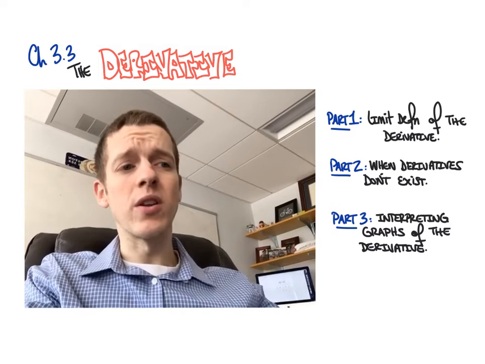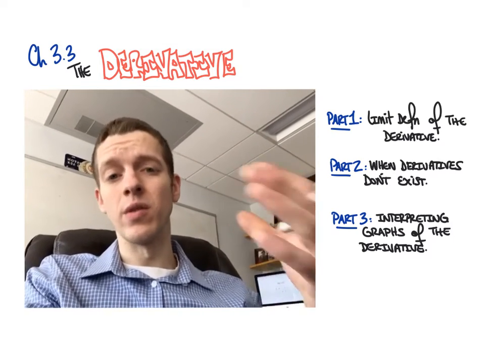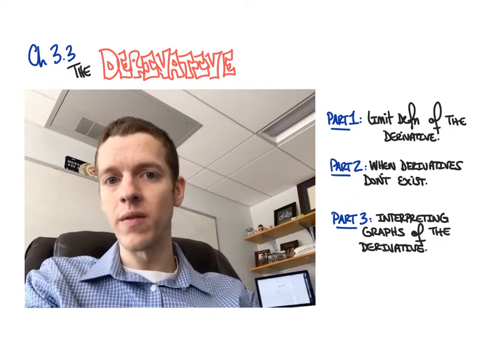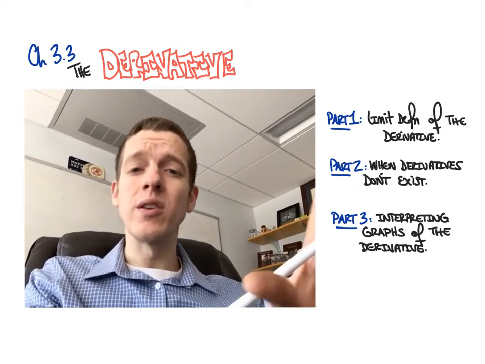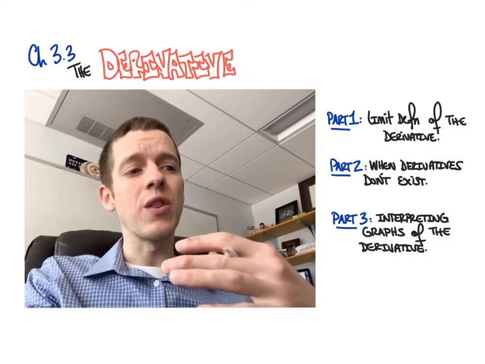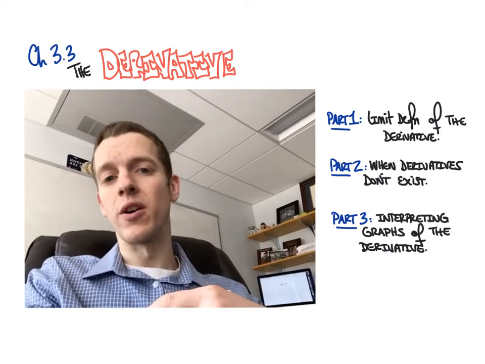We're going to look at three parts here. The first part, we're going to talk about the limit definition of what a derivative actually is, very similar to instantaneous rate of change. We're then going to talk about when derivatives actually don't exist. And third, we're going to interpret graphs of these functions. All right?